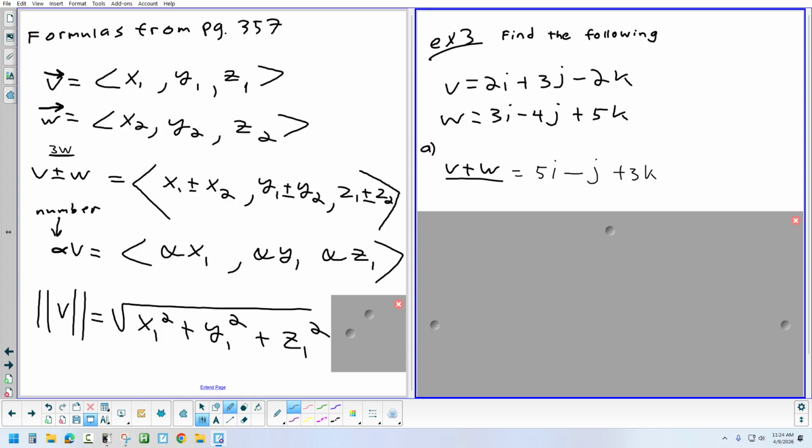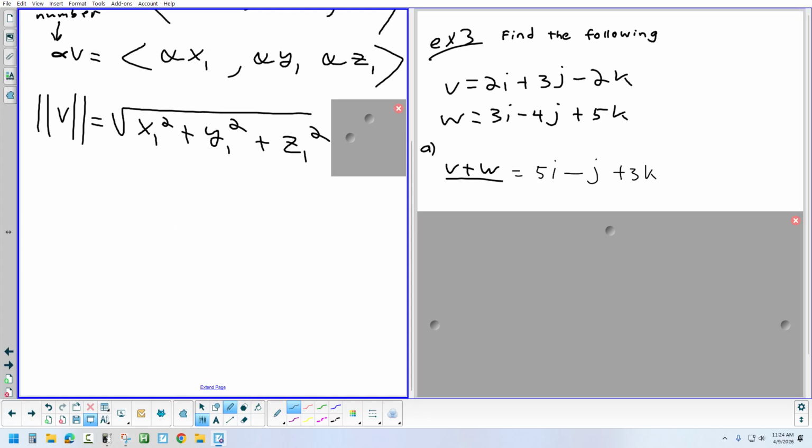So if you wanted to think, what would that look like if you were to build that vector, like on your desk in front of you. So you're going 5 units right, 1, 2, 3, 4, 5. You're going 1 unit down, and then you're coming out 3 units off your desk. So that's what the vector would look like.